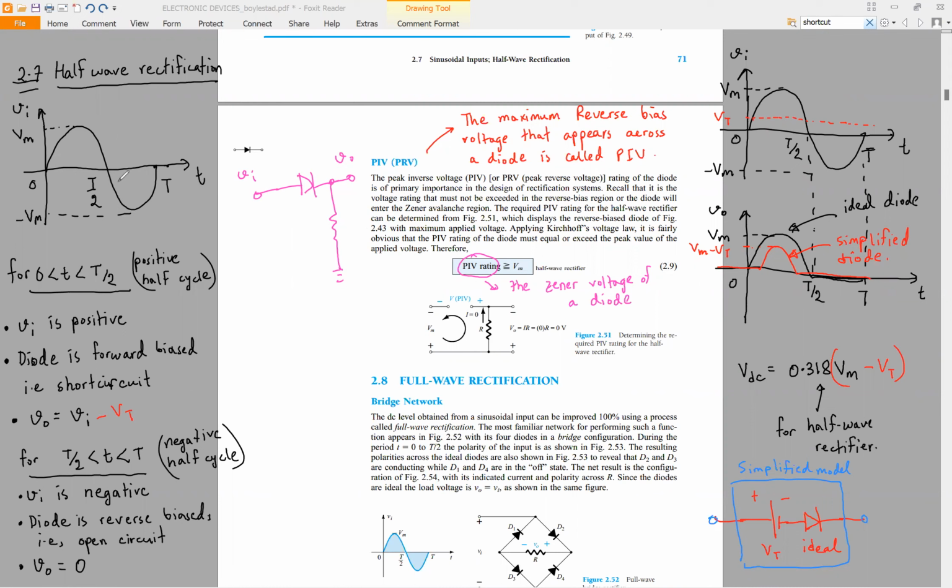So that means it allows only half of the sinusoidal input to pass, and it blocks the remaining half. So that's why it's called a half wave rectifier circuit.